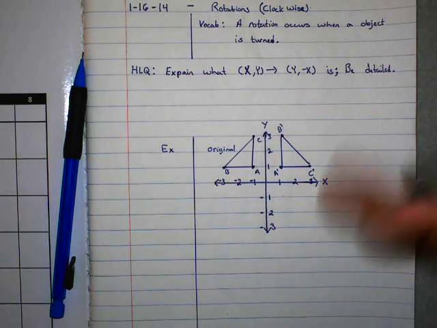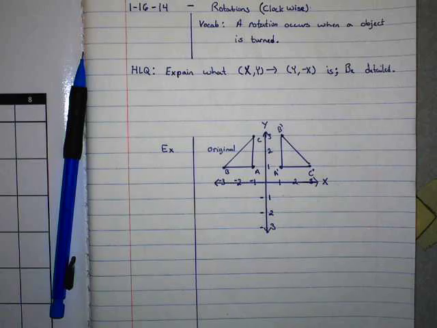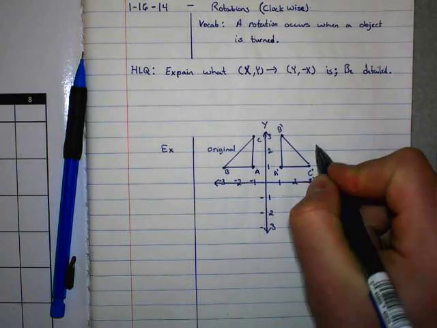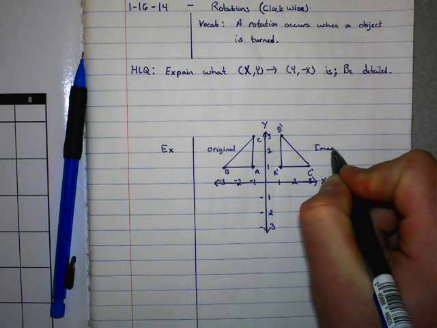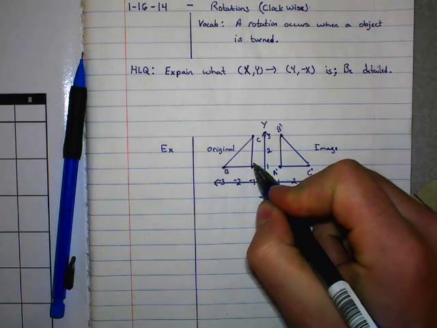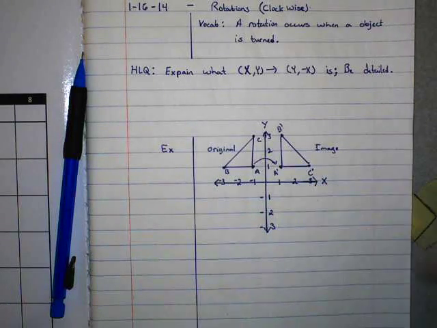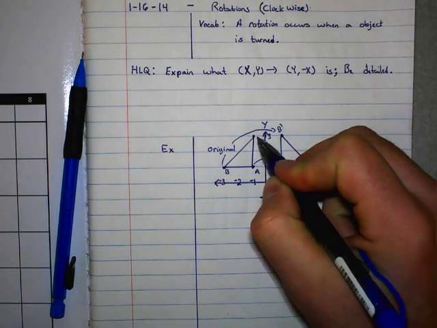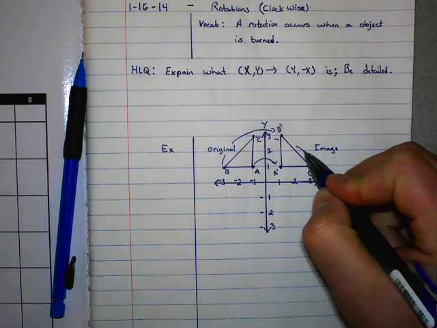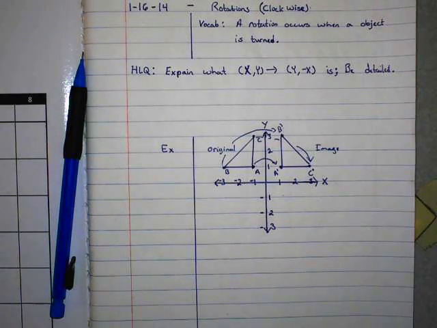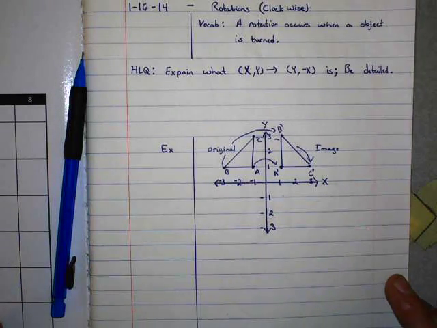So, we got A prime, B prime, C prime. To help us figure out exactly what has happened from our original to our image, we're going to look at the individual points. Because A has gone from here to here, B has rotated all the way up to here, and C rotated all the way down to here. So we're going to slide our paper down just a little bit, and we're going to look at A prime, B, B prime, C, and C prime.